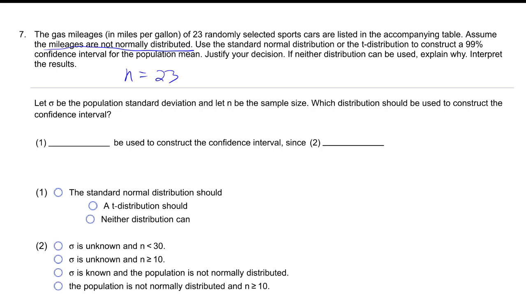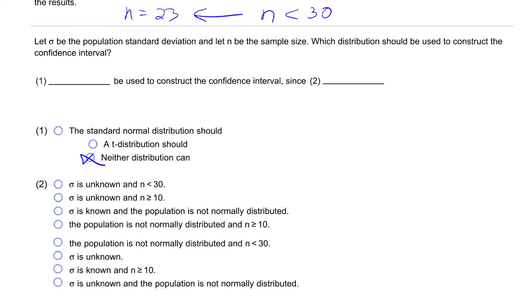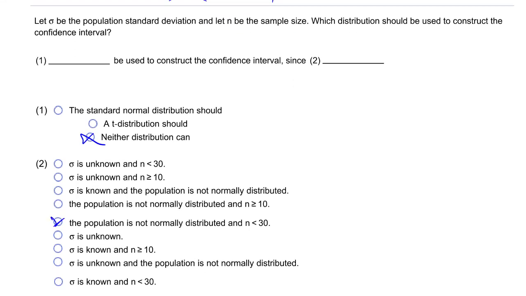Okay, so here's the thing. The population is not normally distributed, so we better have at least a sample size of 30 if we're going to use either of these. We do not. So we can't use either distribution. So neither can be used to construct the confidence interval, since the population is not normally distributed and n is less than 30. So we can't proceed. That's the end of it there.